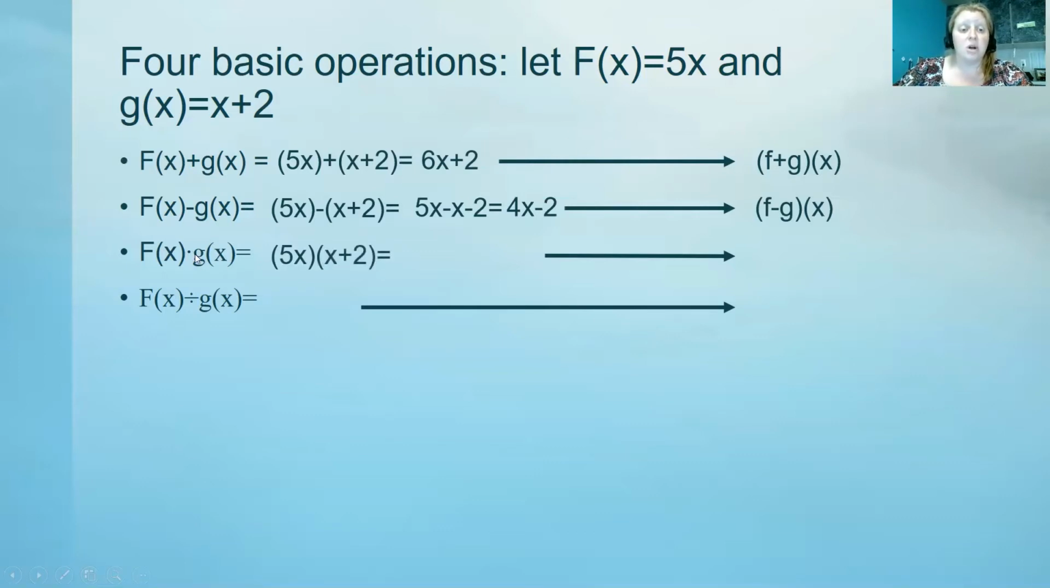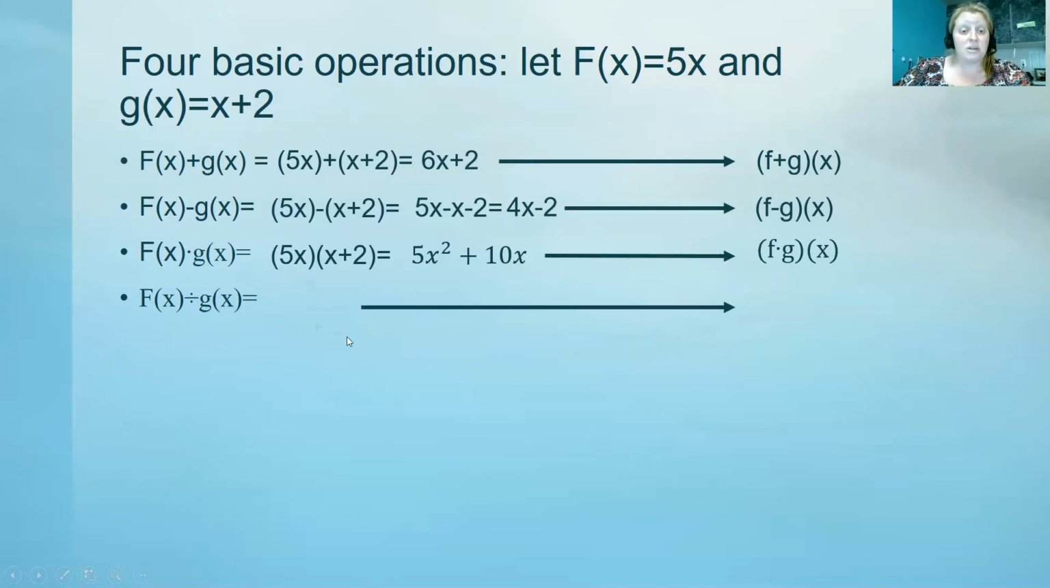All right, now we're going to multiply, so we're going to take the first function times the second function, and we're going to distribute 5x into this set of parentheses and get 5x squared plus 10x. And again, the way they're going to present that is they're usually going to write f times g of x. It literally means the exact same thing.